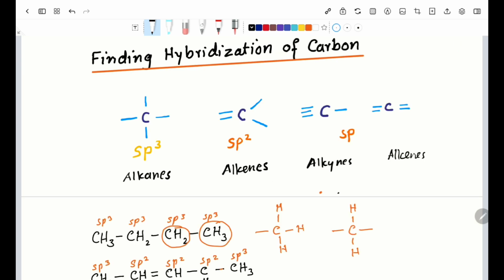Another thing you must remember, sp3 carbon forms all sigma bonds. These are 4 sigma bonds. sp2 carbon forms 3 sigma bonds and 1 pi bond. sp carbon forms 2 sigma bonds and 2 pi bonds. In a triple bond, there are 2 pi bonds and 1 sigma bond. In a double bond, there is 1 pi bond and 1 sigma bond. While in this case, there are 2 pi bonds and 2 sigma bonds.